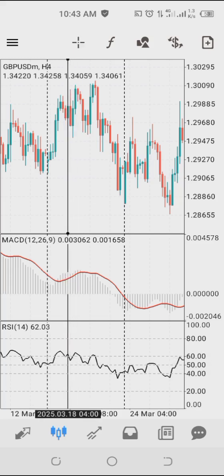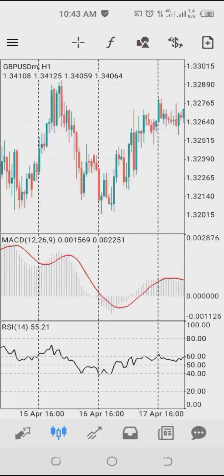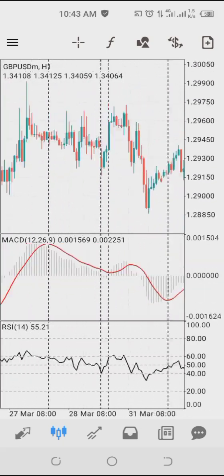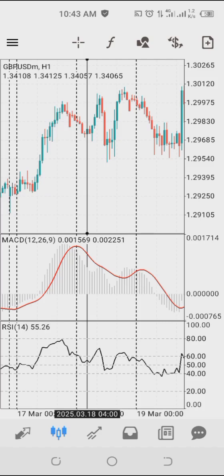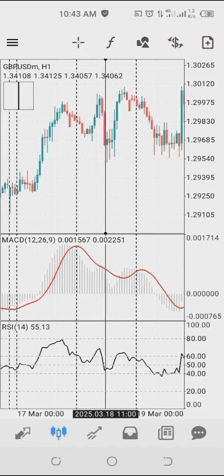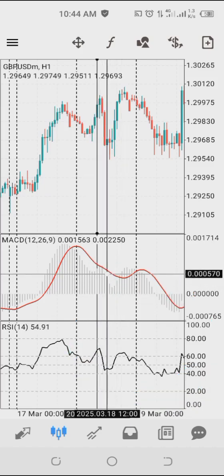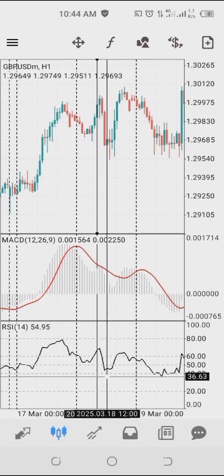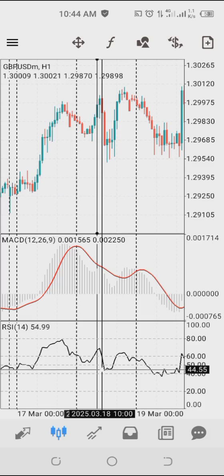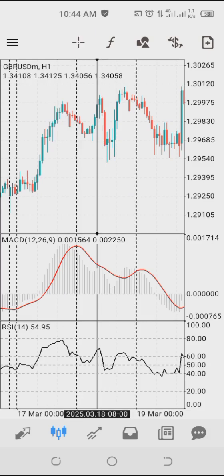As soon as it's above level 50, you're going to go straight to the H1 time frame, the 1-hour time frame. When you get to the 1-hour time frame, what are you going to be looking out for? Same story: you need to ensure that the MACD is also imprinted above the zero line. Then this time you have to wait for your RSI to drop below level 50.